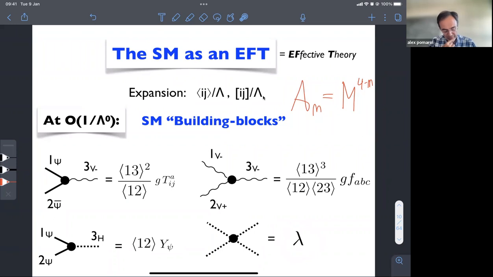And now the couplings are dimensionless. The couplings are dimensionless and a priori are coefficients, and the idea is that these are your building blocks. This is how you define your theory. This is the minimal set of amplitudes that you can build.